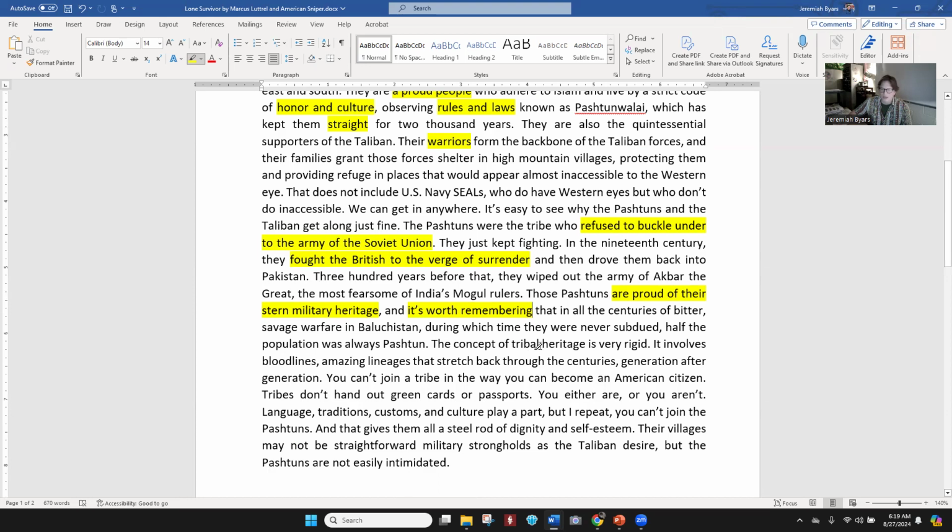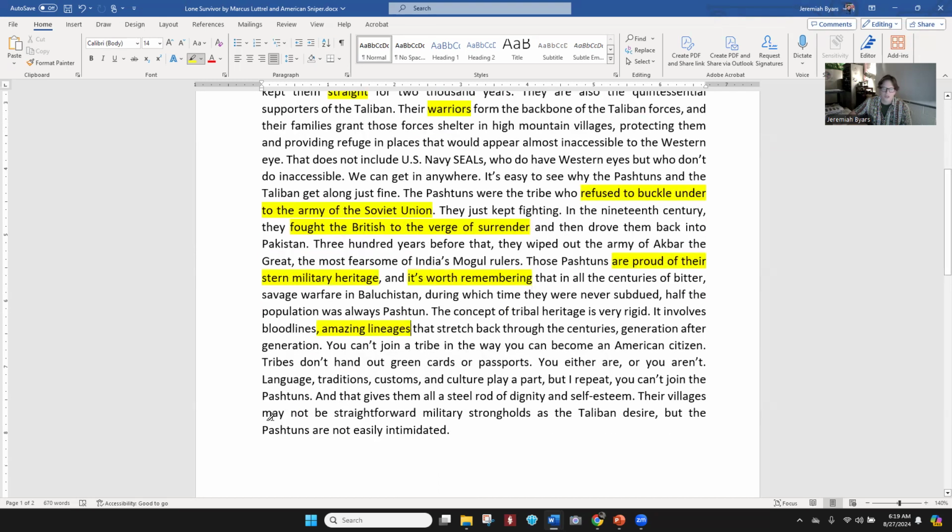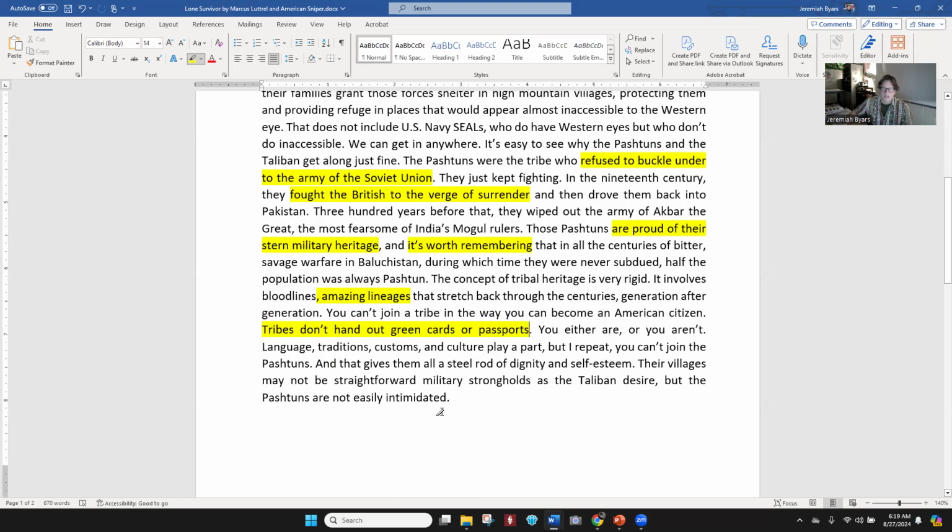The concept of tribal heritage is very rigid. It involves bloodlines, amazing lineages that stretch back through the centuries, generation after generation. You can't join a tribe in the way you can become an American citizen. Tribes don't hand out green cards or passports. You either are or you aren't. Language, traditions, customs, and culture play a part. But I repeat, you can't join the Pashtuns. And that gives them all a steel rod of dignity and self-esteem. Their villages may not be straightforward military strongholds as the Taliban desire, but the Pashtuns are not easily intimidated.